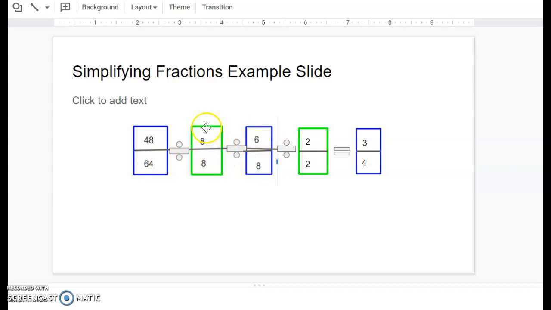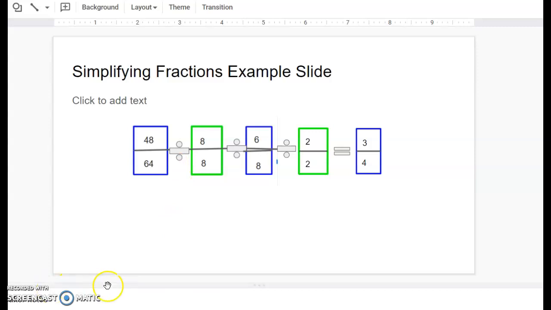So I found a common factor among 48 and 64 and plugged that into my giant 1. Whatever I use for my numerator, I also have to use for my denominator. And I got 6 over 8. However, I think I can go lower than 6 over 8 because there are common factors between 6 and 8, and one of them is 2. So I'm going to use my giant 1 again: 6 divided by 2 is 3, and 8 divided by 2 is 4. So in simplest form, it is 3/4.